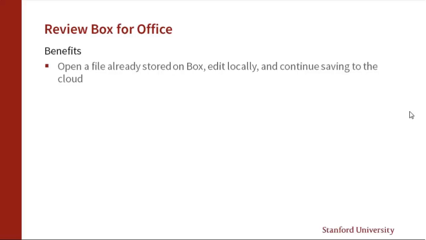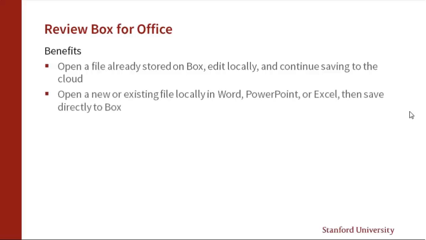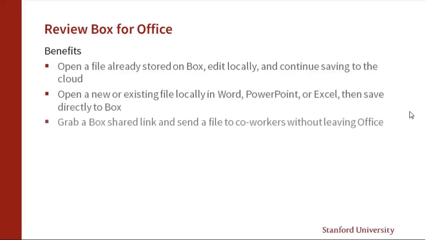Okay, so we'll just do a quick review of what we just watched. You open a file that's already stored on your Box, edit it in Word, Excel, or PowerPoint, and then save it to Box without leaving any of those Office apps. Same thing here, you can open it and save it to Box. And then you can share a link of that file to your coworkers without having to leave any of the Microsoft apps.